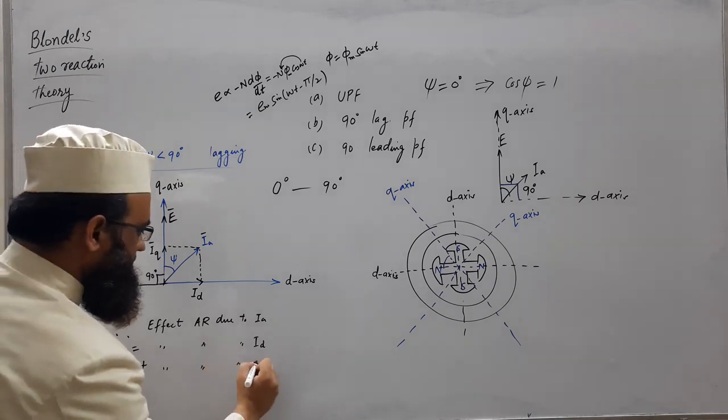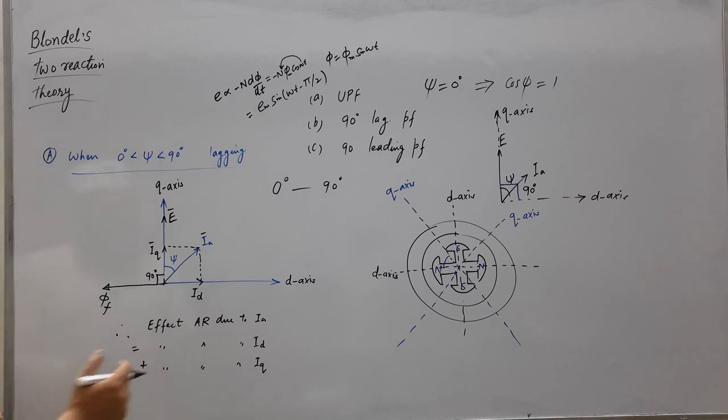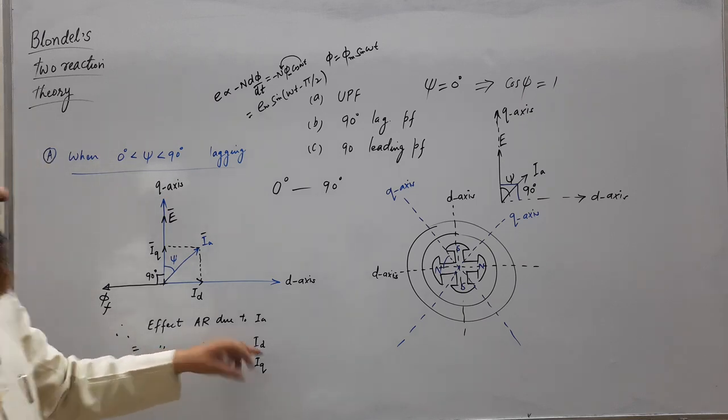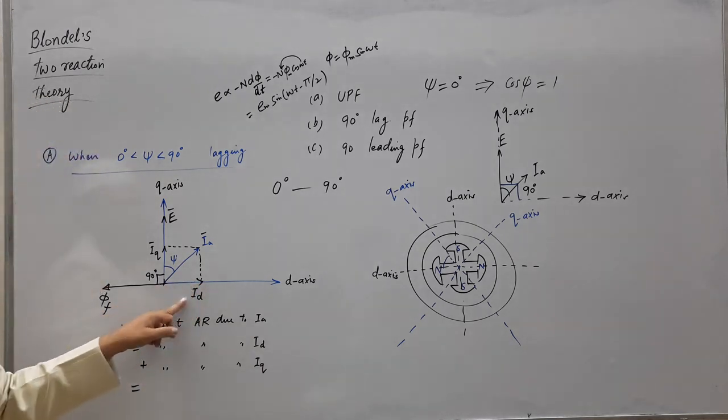Reaction due to IQ is equal to... what is the effect of armature reaction due to ID? This is opposing phi f.